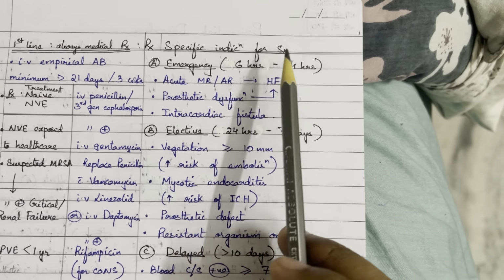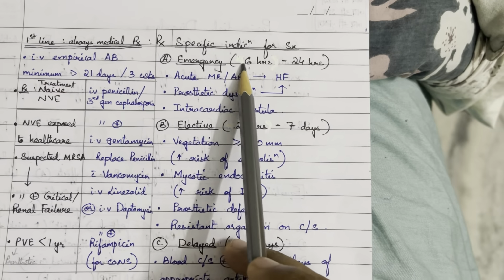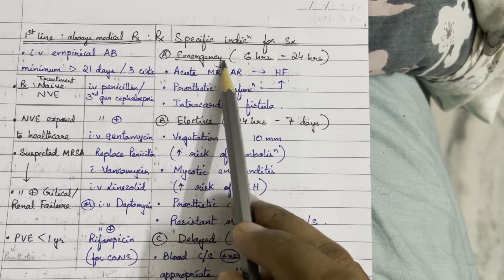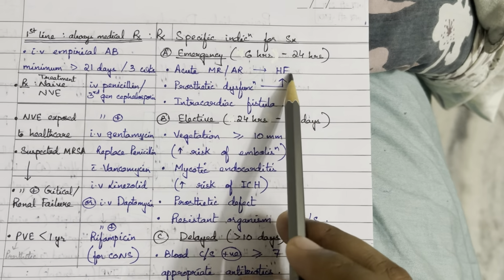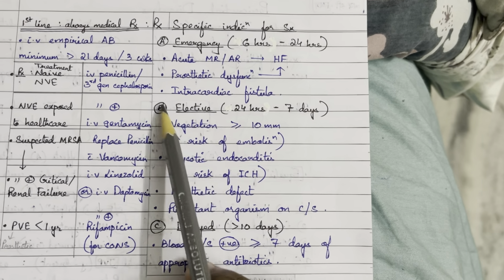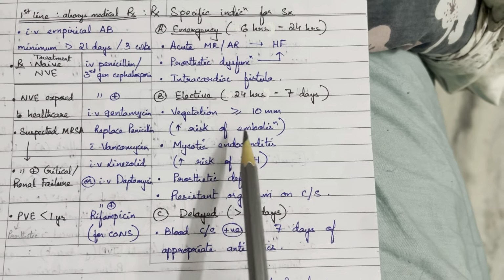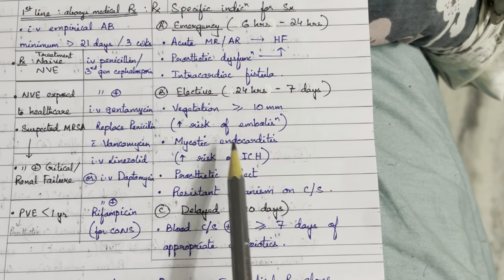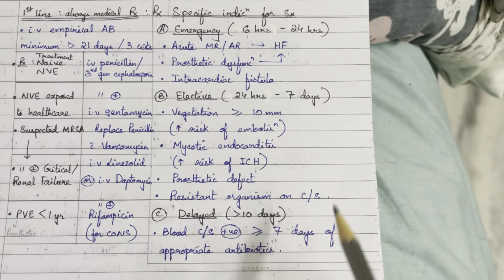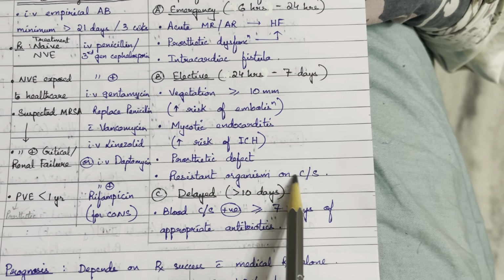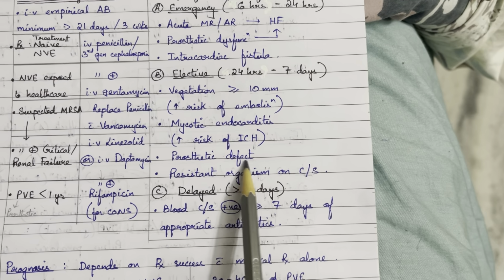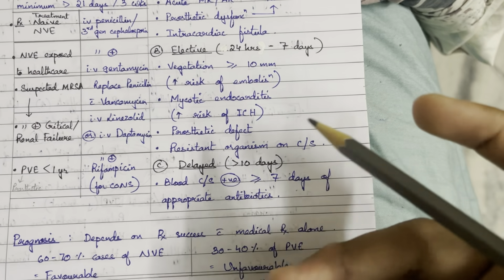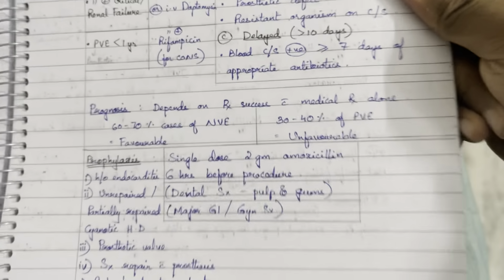Next, specific indications for surgery. If it is an emergency situation, you need to go for surgery within one day: acute MR, acute AR, going into heart failure, all that. Next, elective, within 1 week: vegetation increasing in size, greater than 10 mm, mycotic endocarditis, which can rupture in the brain and cause hemorrhage. Then resistant organism on culture sensitivity, or if there is a prosthetic defect. Then after 10 days also you can go if the blood culture is still positive after 7 days of appropriate antibiotics.